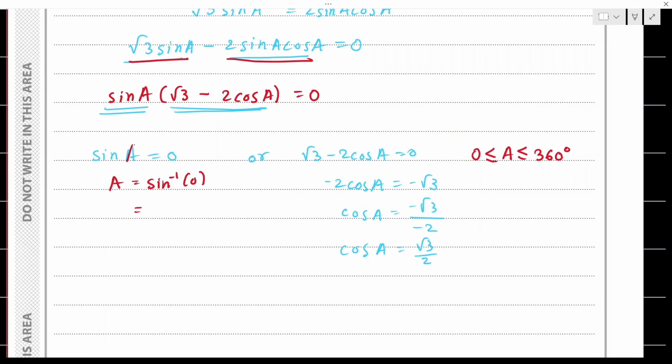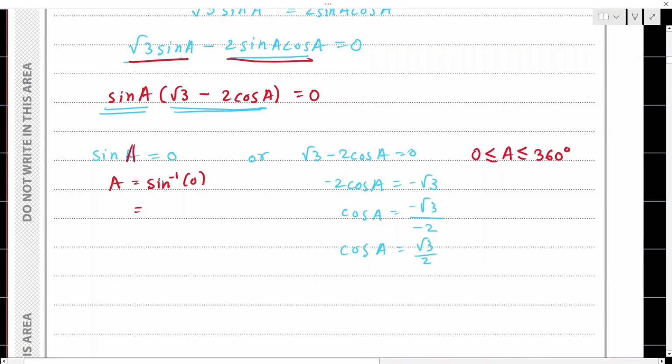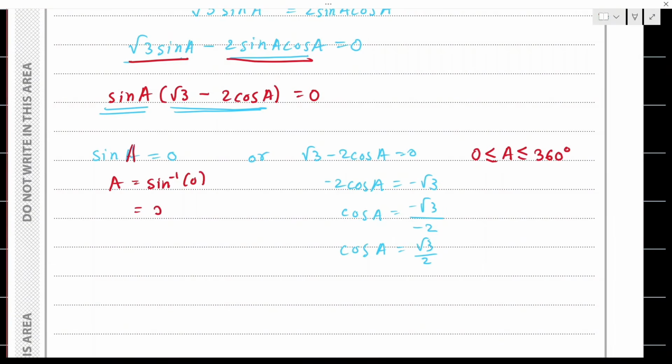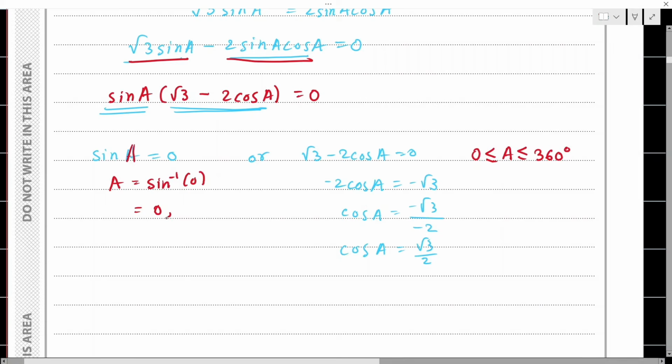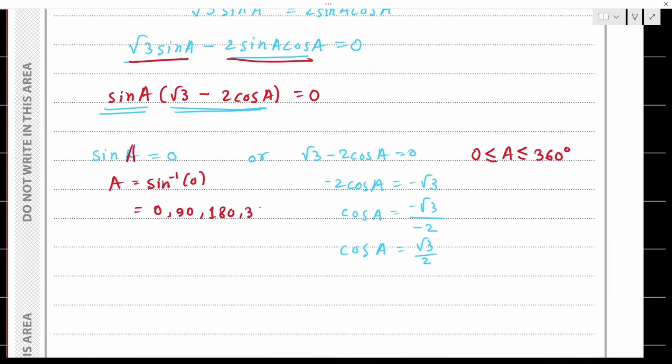Now we already know the standard values for which our sine function is 0. So we can write this out. We know that our sine function is 0 at the angle 0. At 180 our sine function is 0. And our sine function is also 0 at 360. And I can go on and on. But I have to realize that our value of A must lie within this range. So the values of the angles that give us 0 are only 3: 0, 180 and 360 degrees.